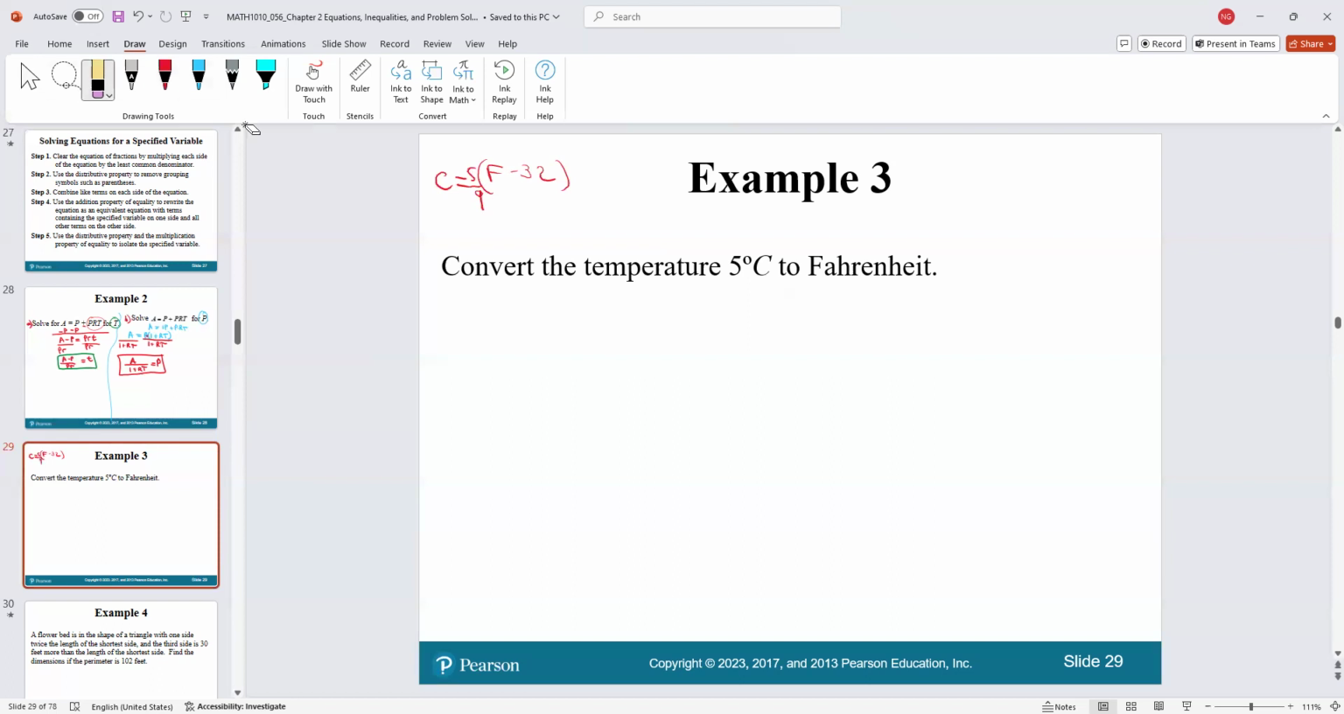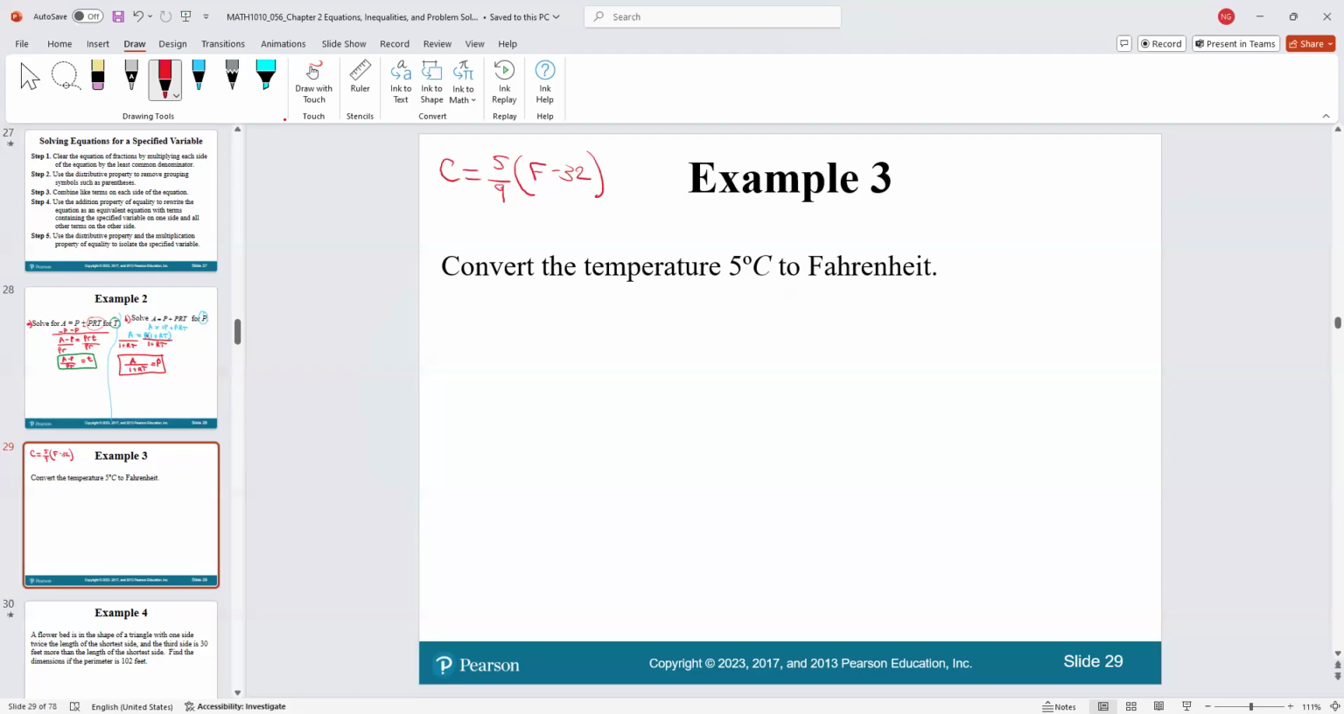Oh, let me erase it. All right. So I believe there are different ways of doing it. We can have Celsius equal 5 over 9 times F minus 32, right? So that's how we convert from Fahrenheit to Celsius, okay?